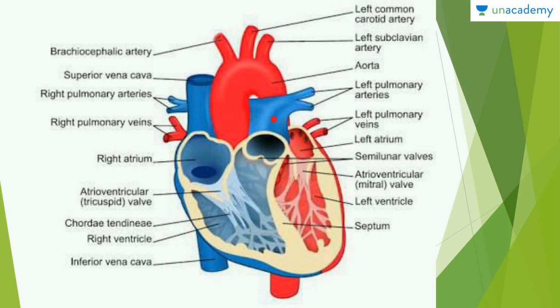Then this oxygenated blood moves through the left and the right pulmonary veins. You can see the left pulmonary veins here, and the right pulmonary veins here. These enter the left atrium, which you can see as the topmost part here, and through the mitral valve, or the bicuspid valve, it moves into the left ventricle. From the left ventricle, it is pushed out into the main artery of the heart, which is the aorta.